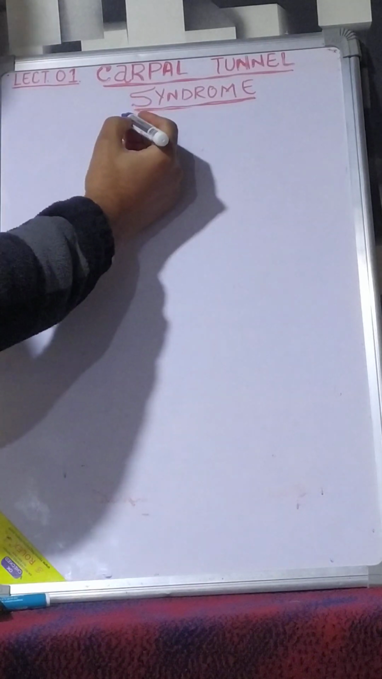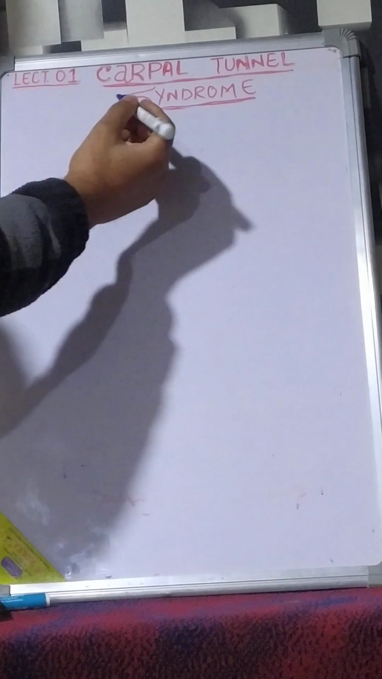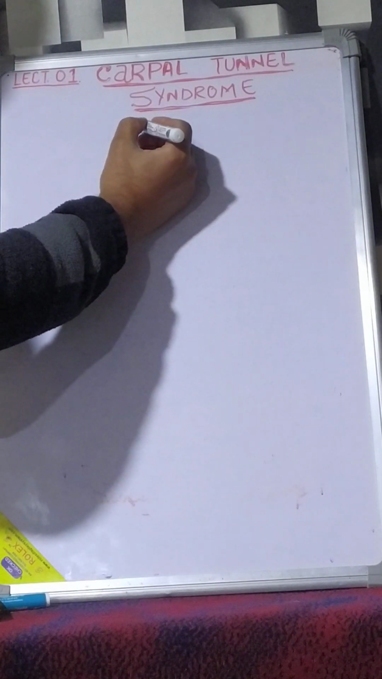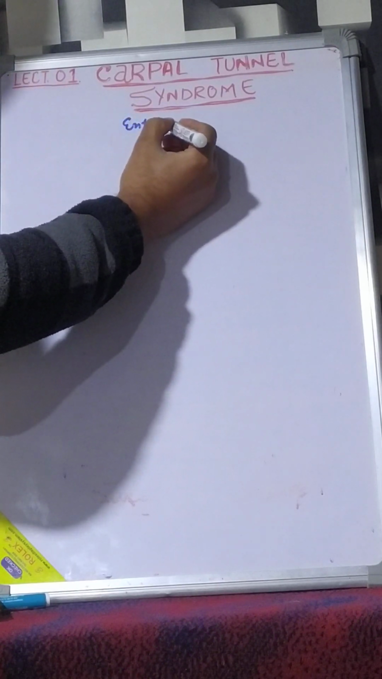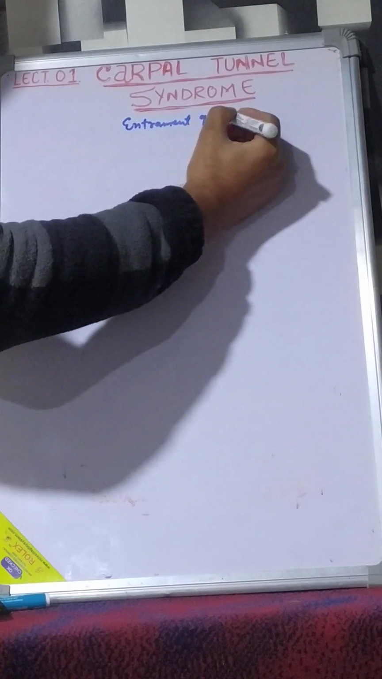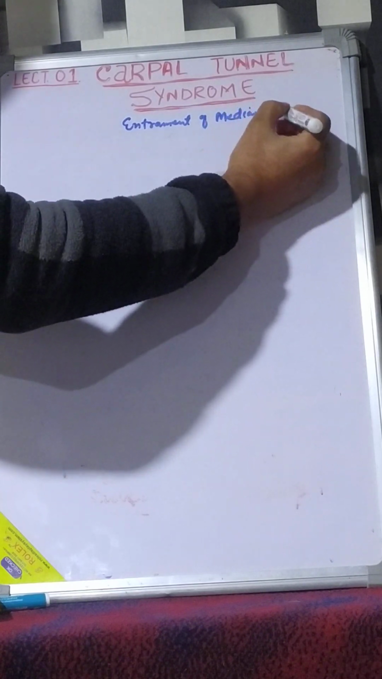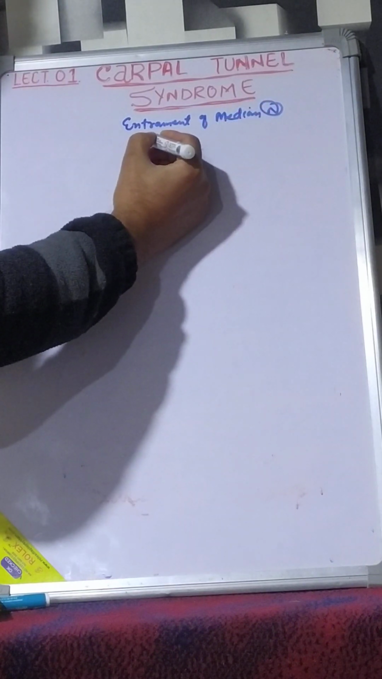What is carpal tunnel syndrome? It is the entrapment neuropathy of the median nerve within the carpal tunnel. That means it is the entrapment of the median nerve within the carpal tunnel.